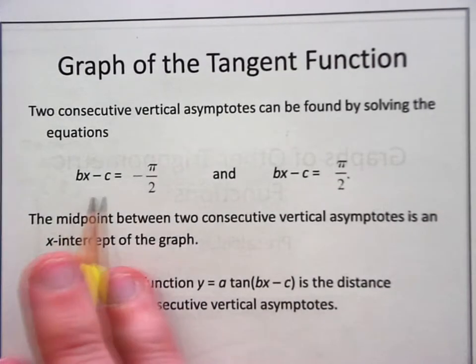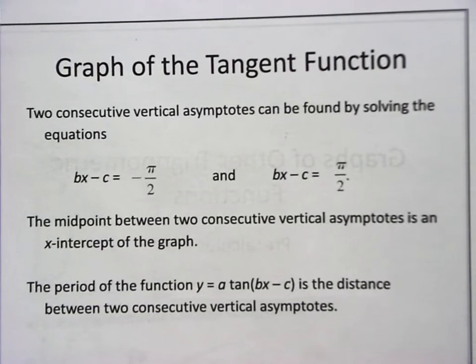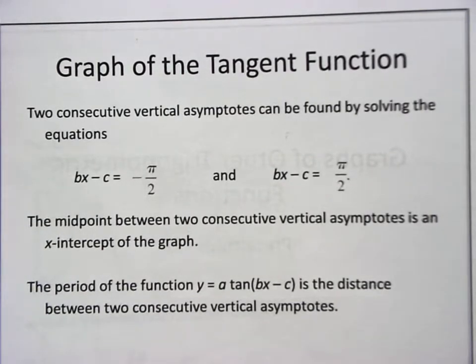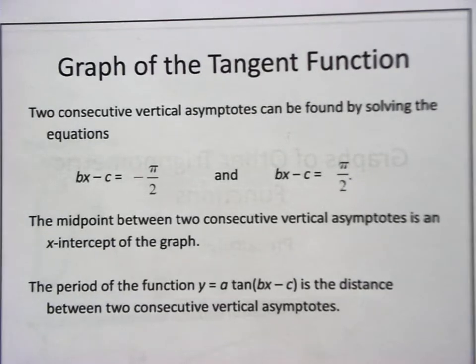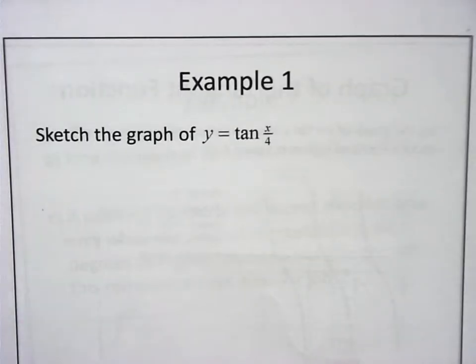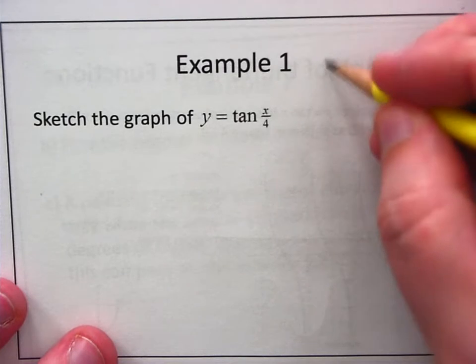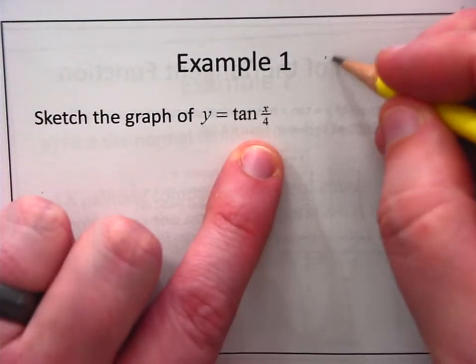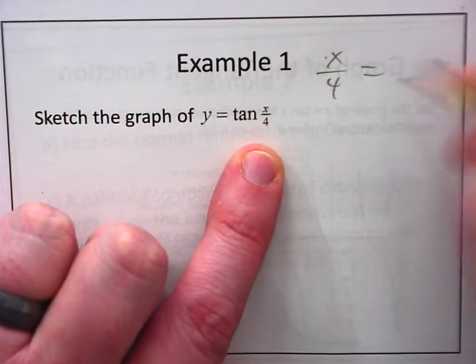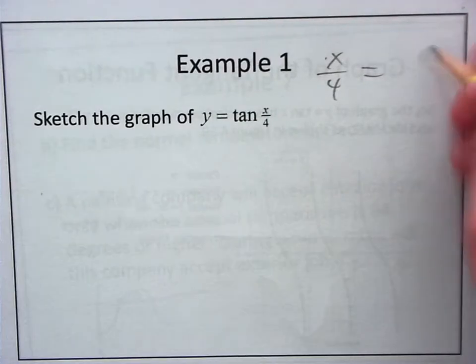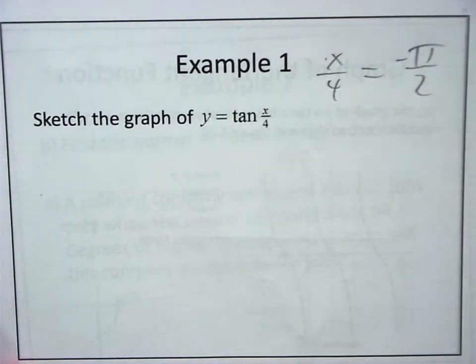So you just take what's inside the tangent function and set it equal to the two closest asymptotes to 0. So negative pi over 2 and pi over 2. That'll give you one cycle, and then you can adjust from there. So if I have this, I have y equals tangent of x over 4. All I'm going to do for this is take what's inside of tangent, so x over 4, set it equal to, well, the asymptote negative pi over 2.